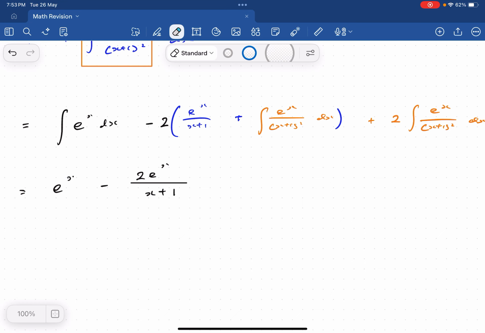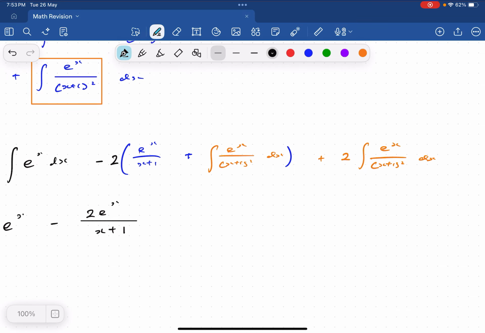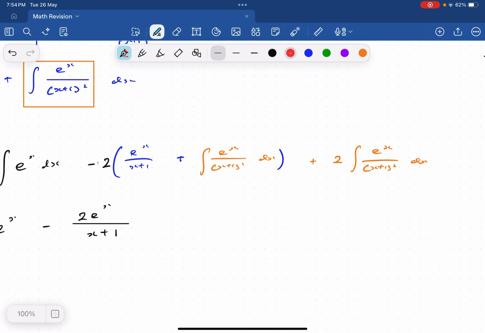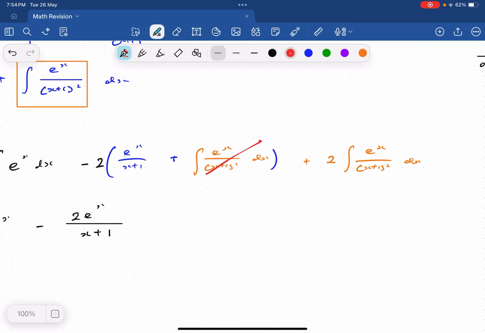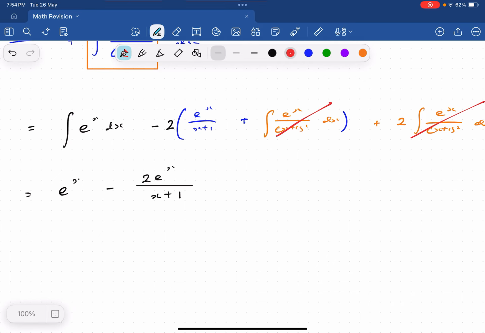Yeah, I think that's all. Wait, I'll just make it clear for you. Because this is minus 2, right? So minus 2 of, no, I shouldn't cancel the minus 2. Minus 2 of this, and then plus 2 of this, cancel. This is all I will have.